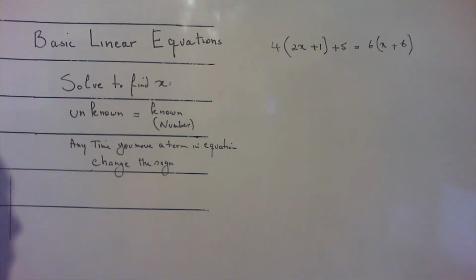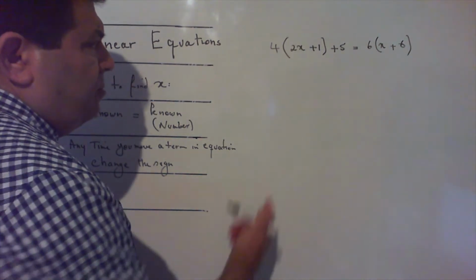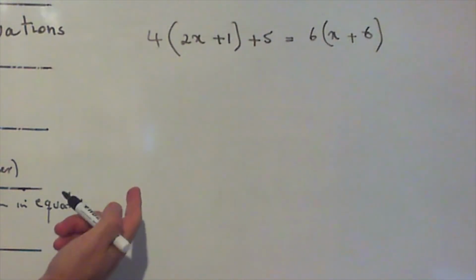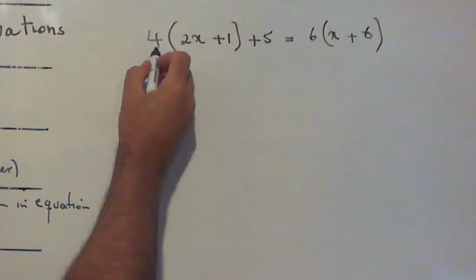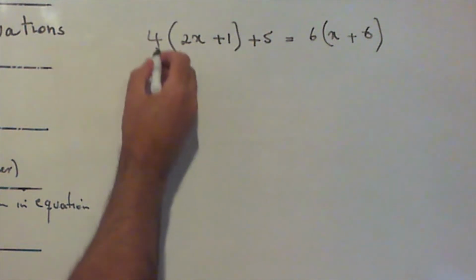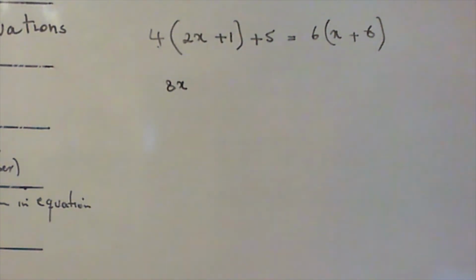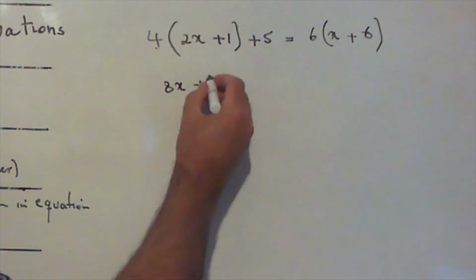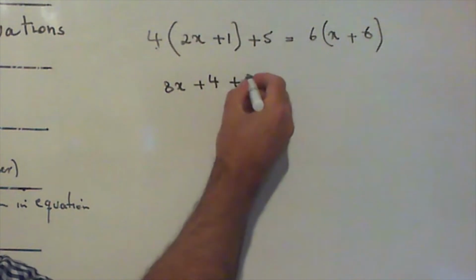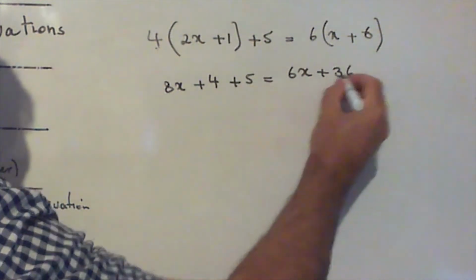How can I solve to find x? I have to expand the brackets first. I'm assuming that you know how to expand the brackets, so I can quickly go through it. If I have a number before a bracket, I'll multiply what's outside the bracket to the first term. 4 times 2x is 8x. Then I multiply the same thing to the second term. 4 times plus 1 is plus 4. Plus 5. I'll do the same thing on the other side, and I end up with 36.